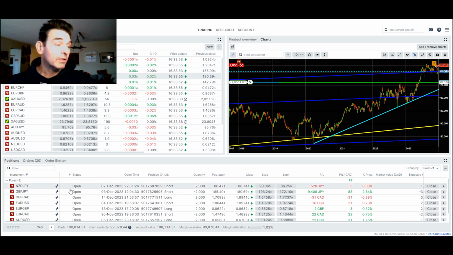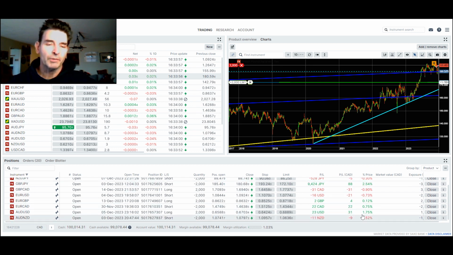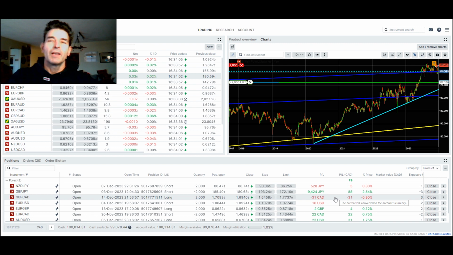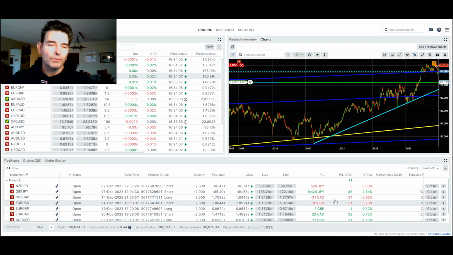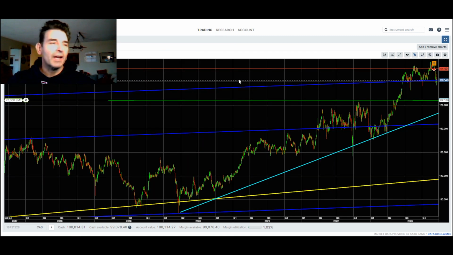To start with, we're well in the green overall. A couple of trades are not in the green. So what I'd like to do first is have a look at the worst one of the bunch, which would be the pound Canadian dollar. Let's just take a quick gander at that and see what's going on with that.